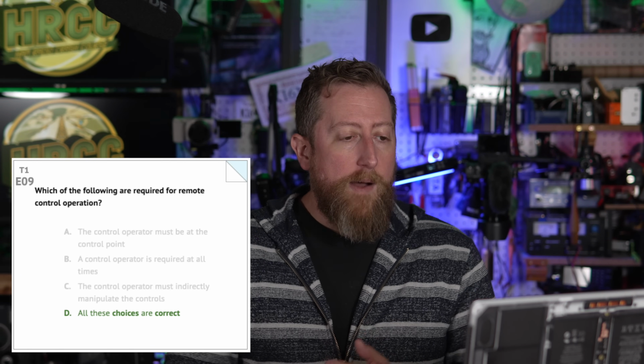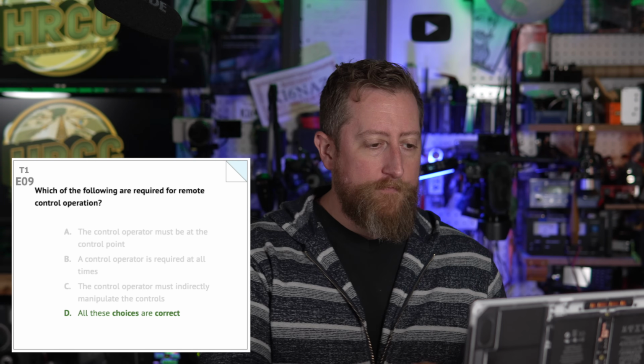A, the control operator must be at the control point. B, a control operator is required at all times. C, the control operator must indirectly manipulate the controls. And so all of these choices are correct. So you basically have to be present.